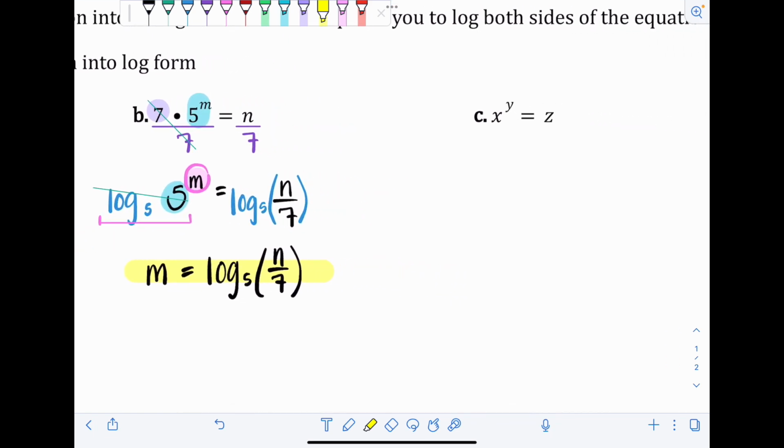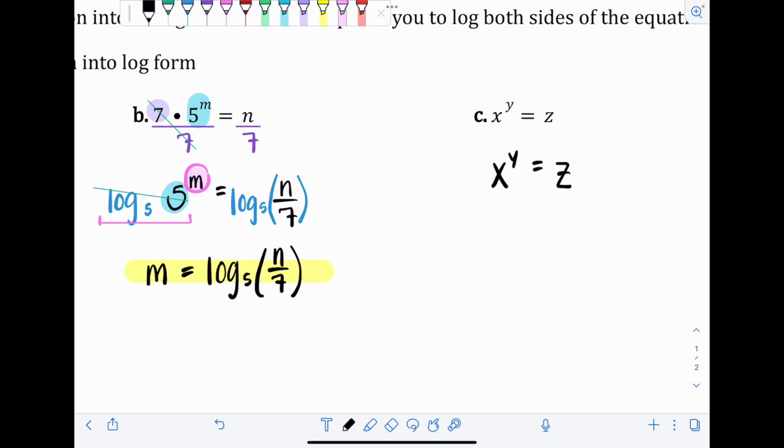And then for c, x raised to the y equals z. I wanted to throw this one in there because it has only variables and you'll see them throughout. If you look at the extra workbook problems, you may see it on the checkpoint. And it works the same way, we just don't have any numbers. So I'm going to rewrite it down here, but it's x to the y equals z.